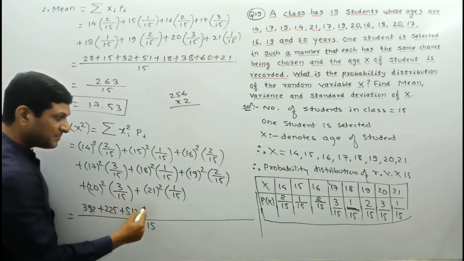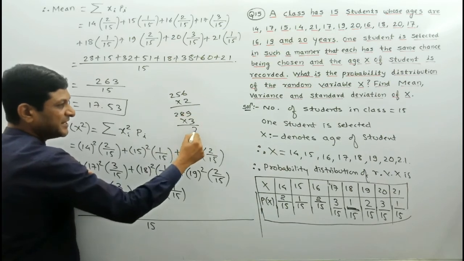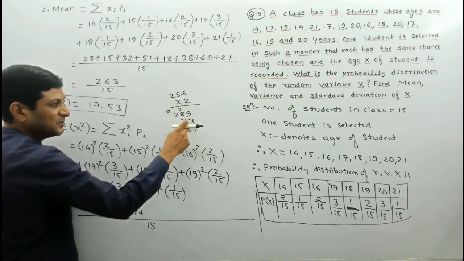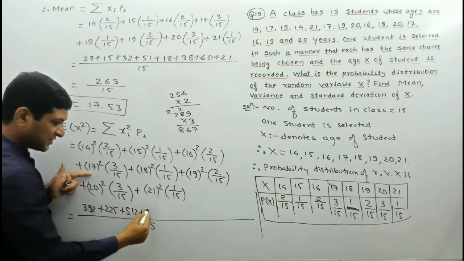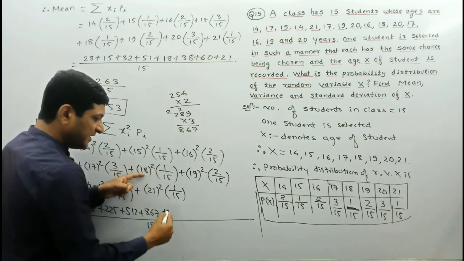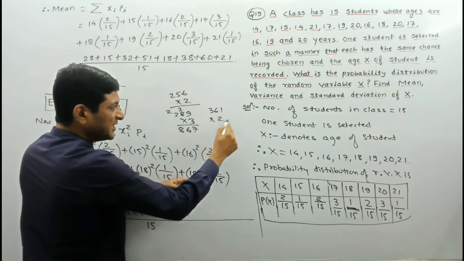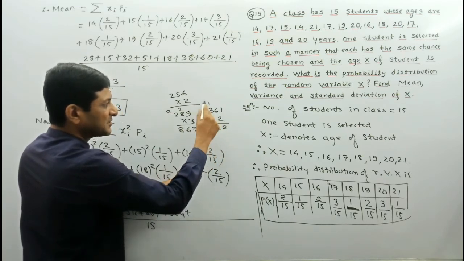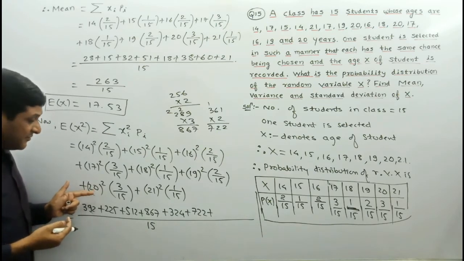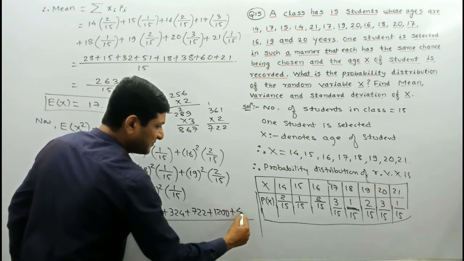So 512 plus, now the square of 17 is 289. 289 into 3. So 3 9s are 27, carry 2, 3 8s are 24, 24 plus 2 is 26, carry 2, 3 2s are 6, 6 plus 2 is 8, which means 867. So here we are getting 867 plus the square of 18, which is 324, 324 into 1 is 324, plus the square of 19, which is 361, 361 into 2 will be 722. So here we'll get 722 plus the square of 20, which is 400, and 400 into 3 will be equal to 1200, plus the square of 21, which is 441, 441 into 1 will be 441.